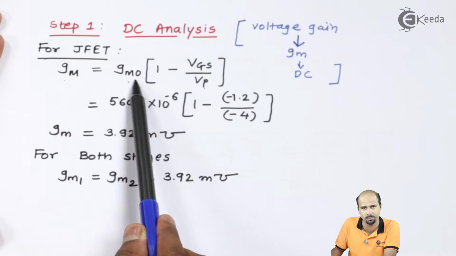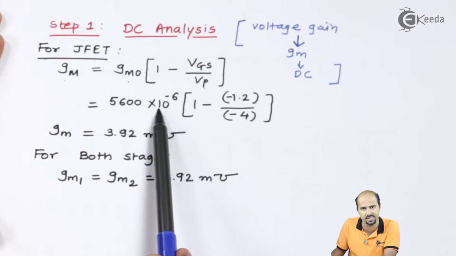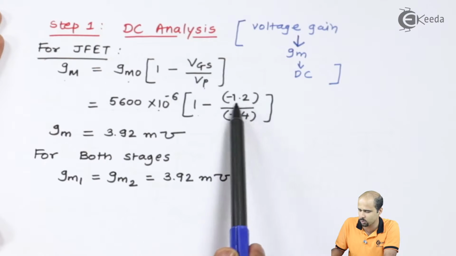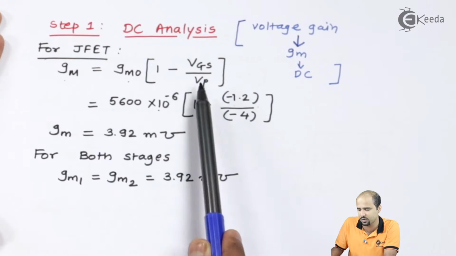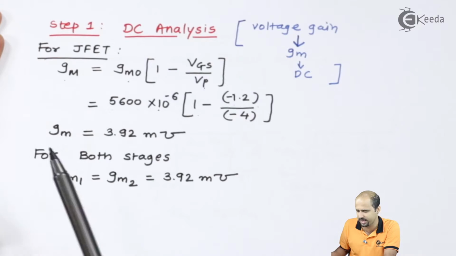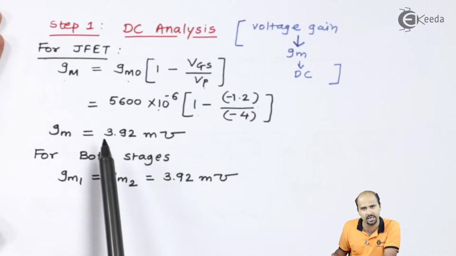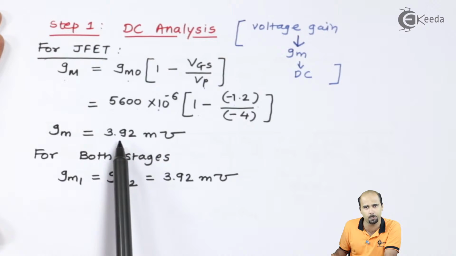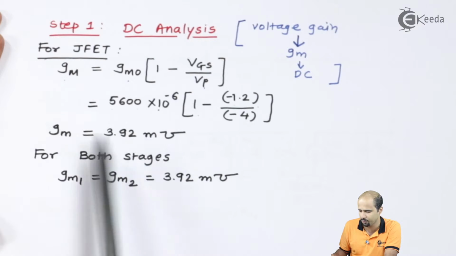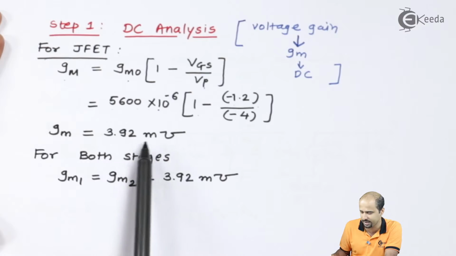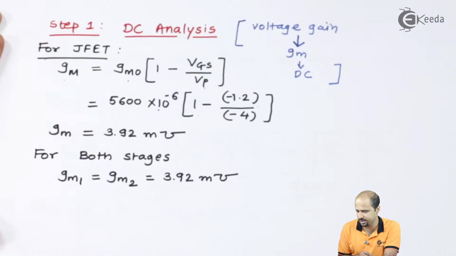So GM is equal to GMO into 1 minus VGS upon VP as per the formula of JFET, and just fill the values. GMO is equal to 5600 into 10 to the power minus 6, that is nothing but micro. 1 minus 1.2 is the value of VGS, minus 4 is the value of VP. We'll just put the value, get the answer, check your calc is working or not, and then again come to me, check the values you are getting 3.92 or not. 3.92 millimho. So GM is equal to 3.92 millimho, right? So I can conclude GM1 and GM2 is equal to 3.92 millimho. So that ends your DC analysis. You don't have to worry about the Q point because that is not been asked in this particular example.